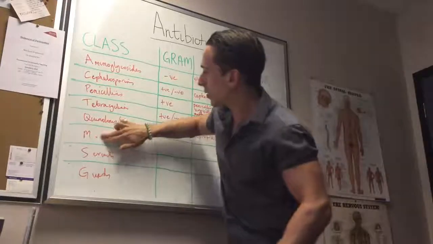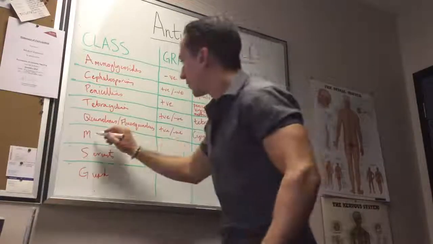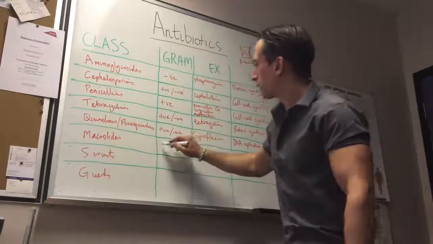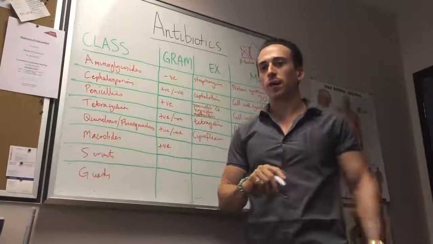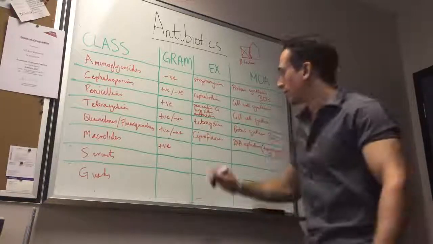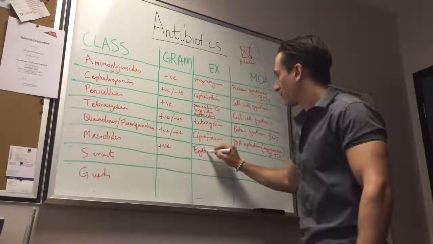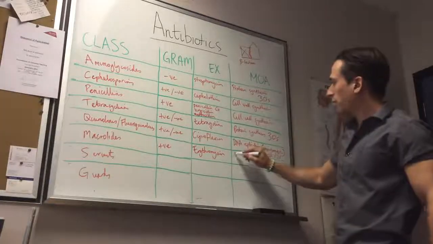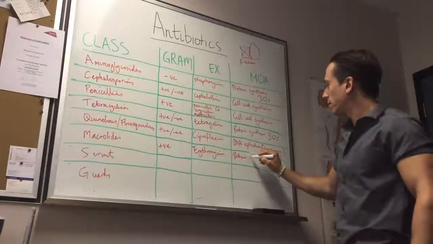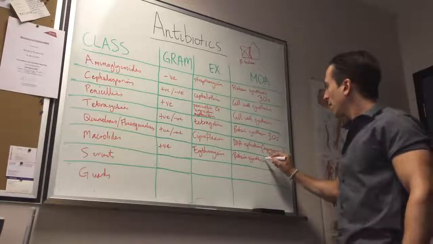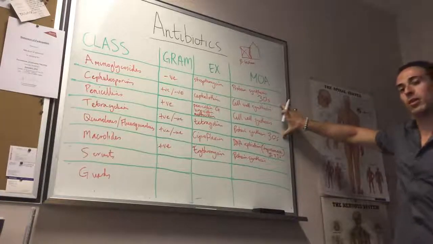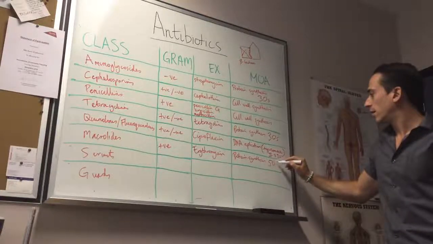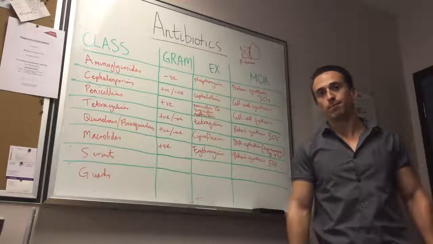Okay, let's have a look at the next one. M, these are the macrolides. The macrolides predominantly affect gram-positive bacteria, and an example is erythromycin. The mechanism of action, again, is inhibition of protein synthesis. But it's different to the tetracyclines and the aminoglycosides, because they target the 30S subunit. Macrolides inhibit the 50S ribosomal subunit.